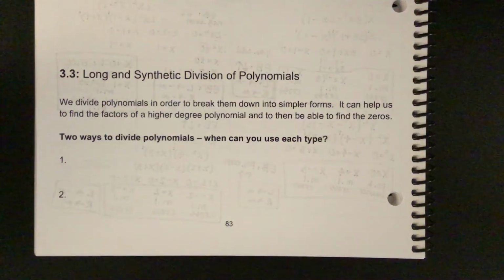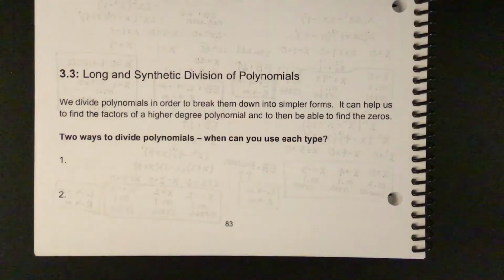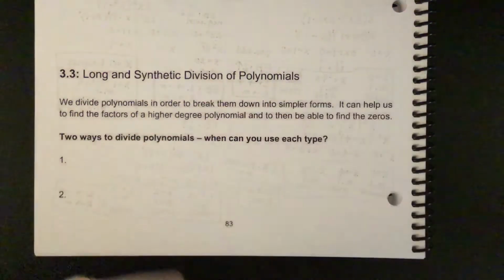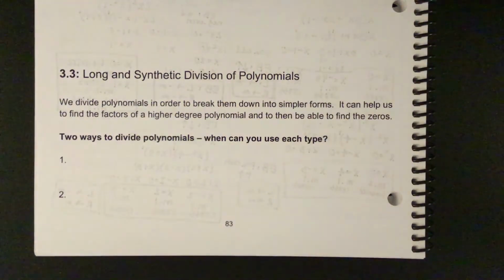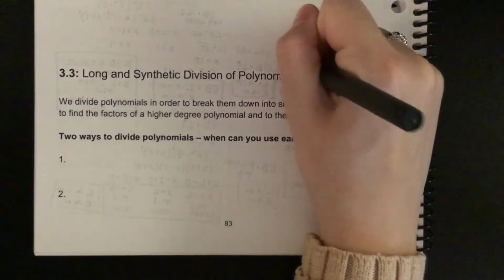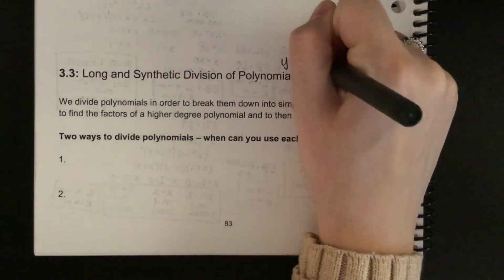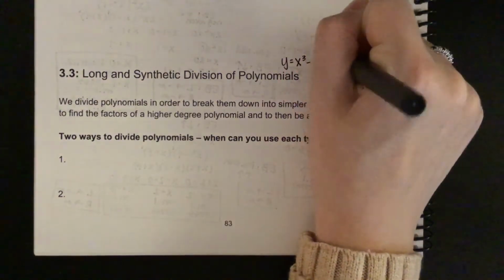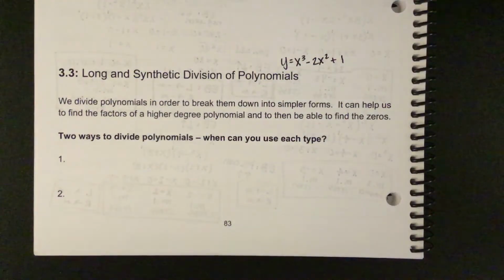All right, today we are going to complete 3.3. 3.3 is all about dividing polynomials. So remember, a polynomial is anything or any function that has an exponent. So an example would be like y equals x cubed minus 2x squared plus 1. Or you could do negative x to the fifth or positive x to the fifth. A polynomial is anything that has multiple terms with multiple exponents.